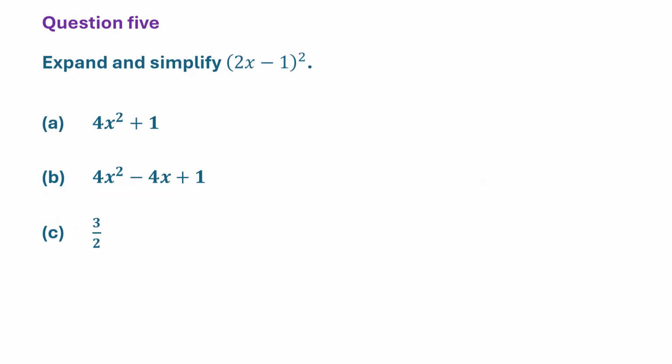Question 5. Expand and simplify bracket 2x minus 1 close brackets to the power of 2. What's your answer? Yes, the correct answer is B. And why is that so? Because bracket 2x minus 1 to the power of 2 means bracket 2x minus 1 multiplied by 2x minus 1. Okay, the sign for both linear factor must be negative, negative.